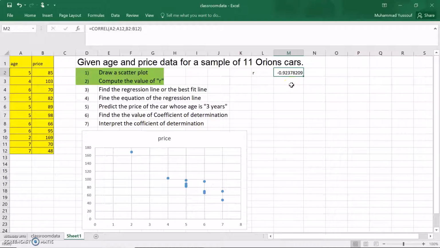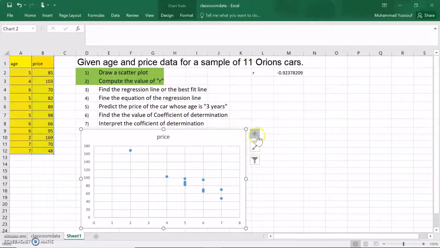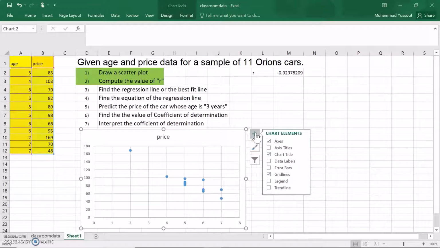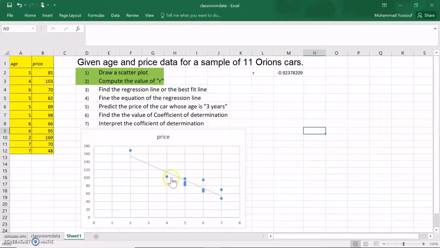Now let's find the line of best fit. Let's see what I mean by that. I click on this plus sign, and I ask Excel to please give me a trend line. When I check this box, a trend line appears. This is the line, the dotted line shown, which is called the line of best fit. This is called the best fit line.